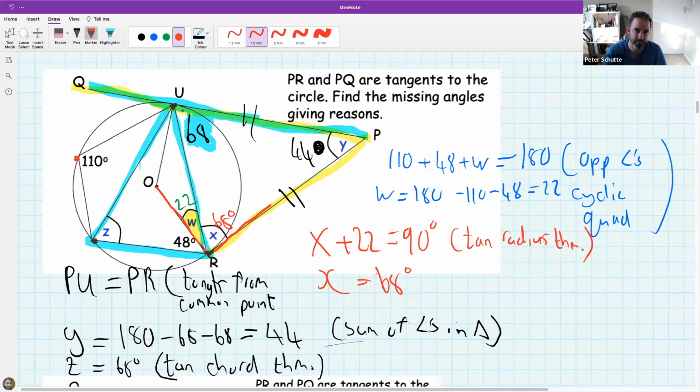This chord subtends the angle Z over here. And so they must be equal to each other. So that's why I'm getting 68 for Z. And we call that the tan chord theorem. Okay, I hope that helps.